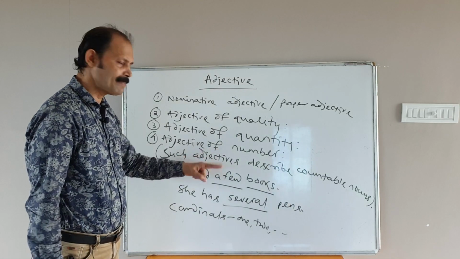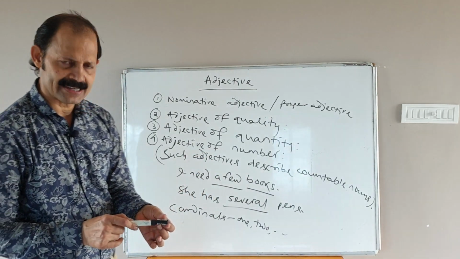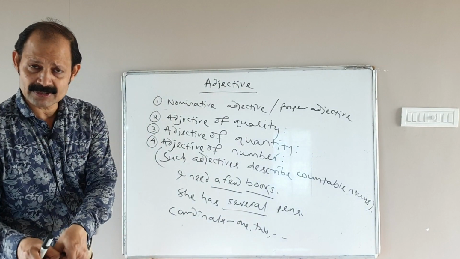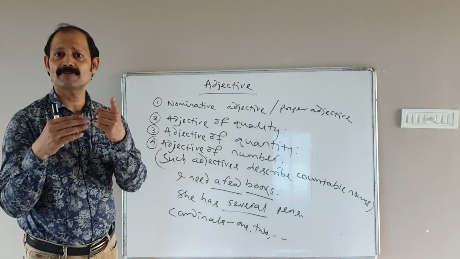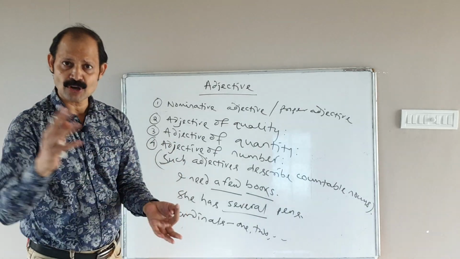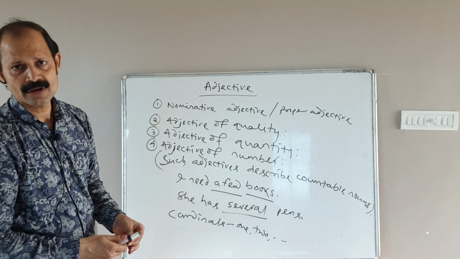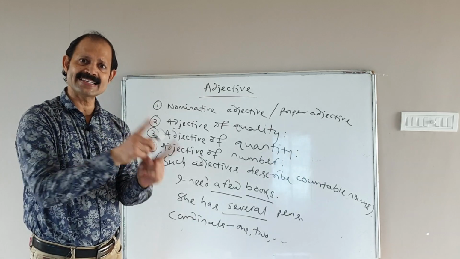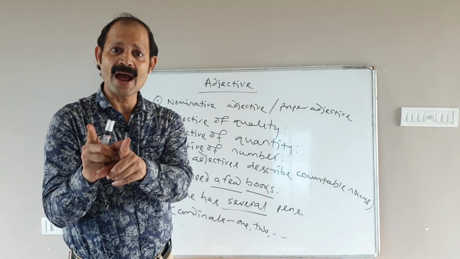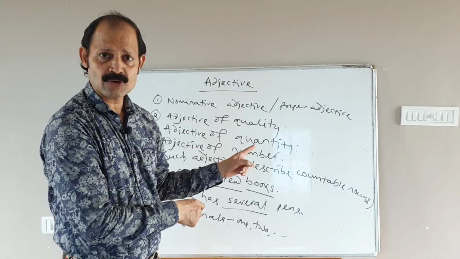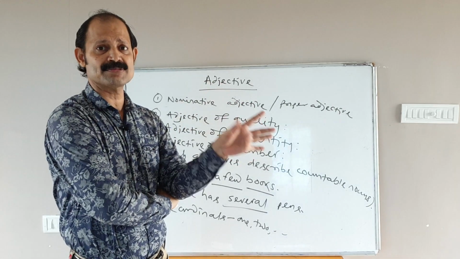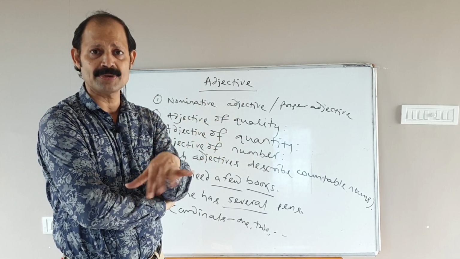That means the same word may be either. Suppose I have a lot of friends, here a lot of is adjective of number because it describes countable noun. I have a lot of water, or I have a lot of knowledge in this field. Here a lot of describes uncountable noun, so it is adjective of quantity. So the same word may be adjective of quantity or adjective of number depending upon the noun it is qualifying. If the word qualifies a countable noun, it is adjective of number, and if the word describes an uncountable noun, it is adjective of quantity.